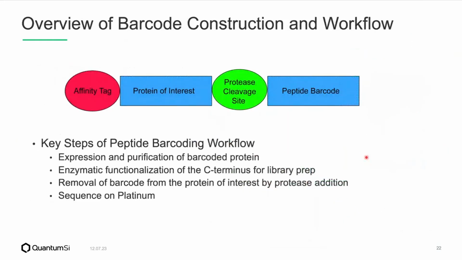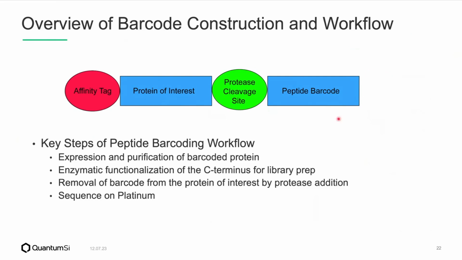So on this next slide, I'm giving you an overview of essentially how this process works, as well as how we've constructed these particular constructs. In the sample above, essentially the workflow for this peptide barcoding uses expression and purification of a barcoded protein. Typically, this is done by including an affinity tag at the N-terminus of the protein of interest, as shown here in the schematic. We then take, at the C-terminus of the peptide barcode, we include an enzymatic functionalization step that introduces an azide group that enables us to perform our downstream click chemistries.